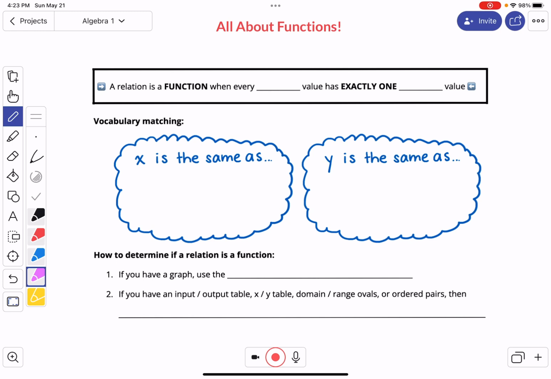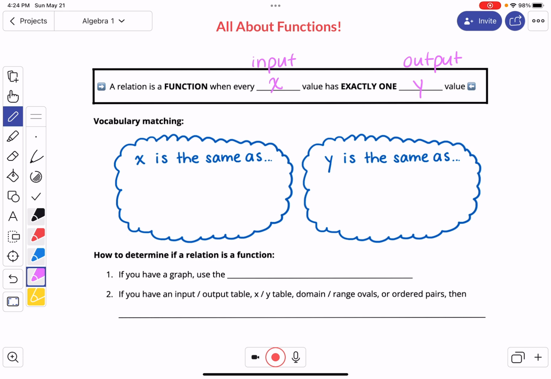In this video, we're going to talk all about functions. So in math, a function is a specific type of relationship between two variables. And we say that a relation is a function when every x value has exactly one y value. Another way for you to think about this, and you're going to see these words a lot, is that every input has exactly one output.